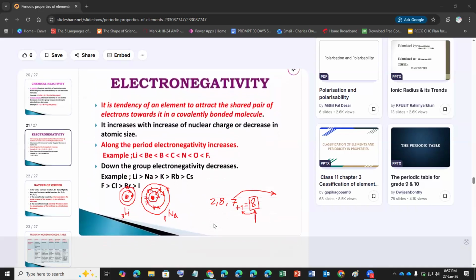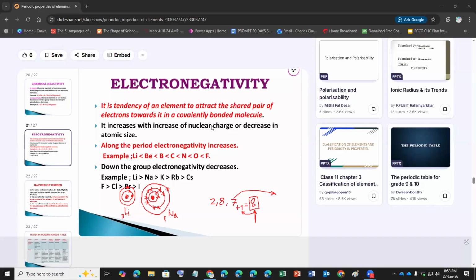Of course, I don't think I explained this one, but you can make sense of it if you understand what it means. Electronegativity is what? Is the tendency of an element to do what? Attract the shared pair of electrons towards it in a covalently bonded molecule. I don't know if you remember when we were talking about covalent bond, that there's usually a sharing thing. Electronegativity is the tendency that the element has to attract it.